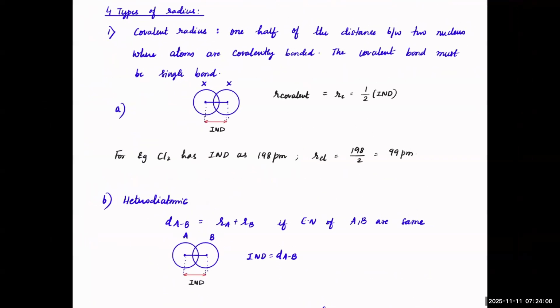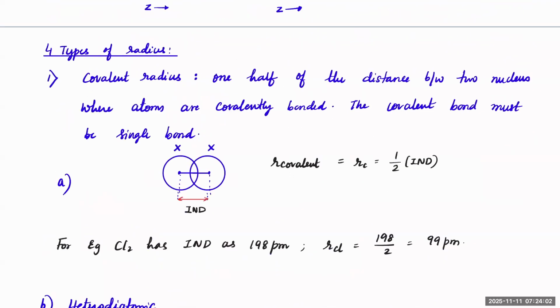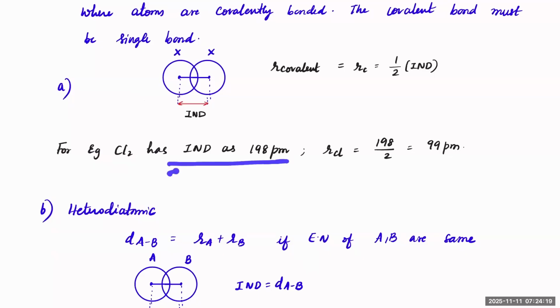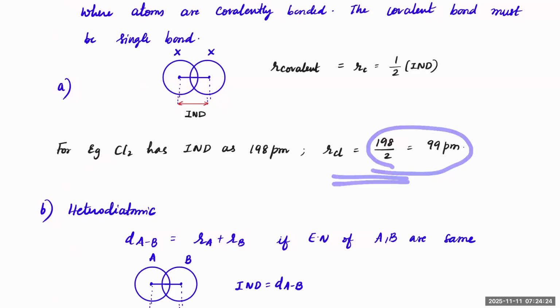Now, there are always four types of radius that we need to understand. One is covalent radius, which is one half of the distance between the two nuclei when they are covalently bonded. So when two atoms are covalently bonded, beta, half of the distance between them will be the covalent radius. So you can see chlorine has an internuclear distance of 198. So half of that is 99.